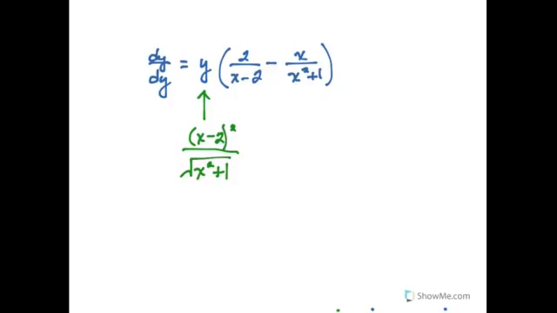You could even, if you were to make the substitution, keep going and maybe distribute over the big parenthesis quantity and maybe simplify a little bit more, but it's not really necessary. So it would be perfectly fine to stop at that first line where you see the answer as y times the quantity 2 over x minus 2 minus x over x squared plus 1.